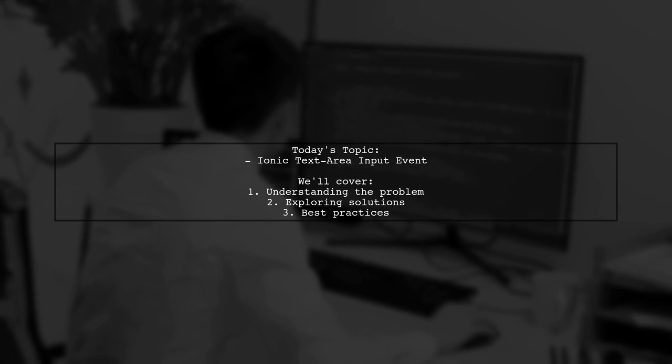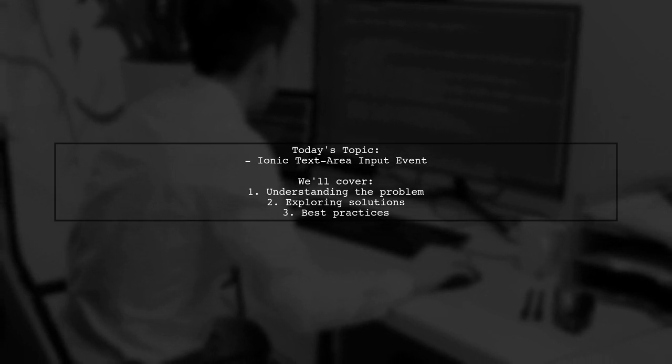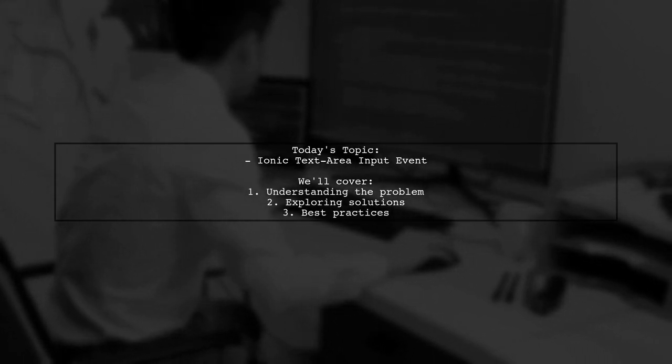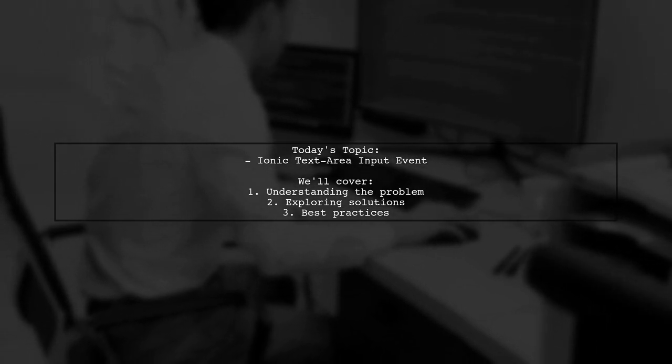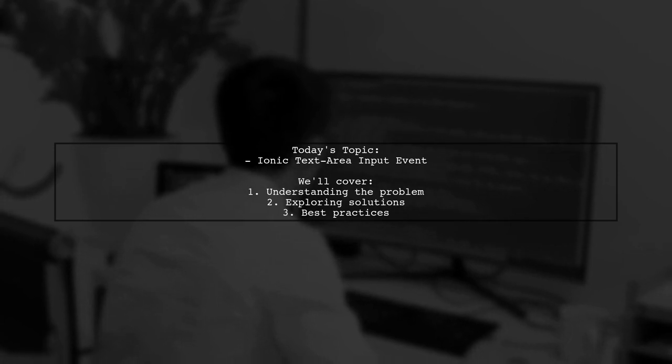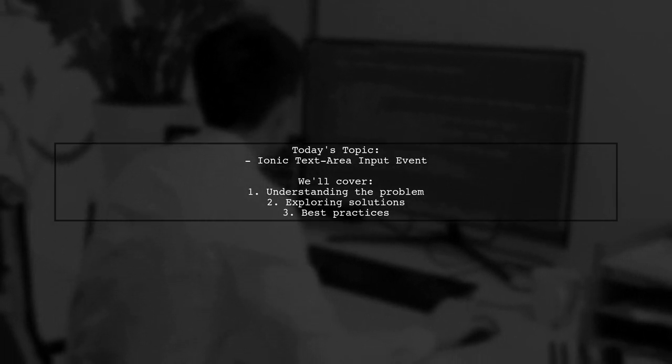Today, we're diving into a common challenge faced by many developers working with Ionic. Our viewer asks, is it possible to add an equivalent of the ion-searchbar's ionInput event to an ion-textarea? They want to track user input in real time as they type, rather than just when the input changes and loses focus.